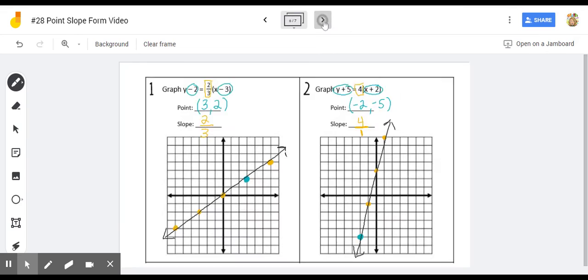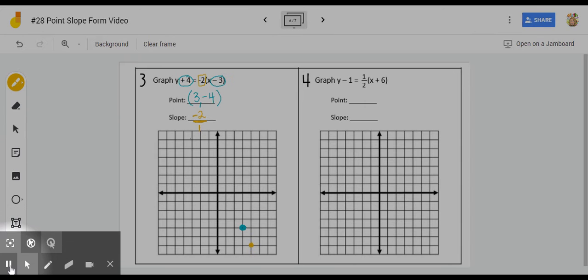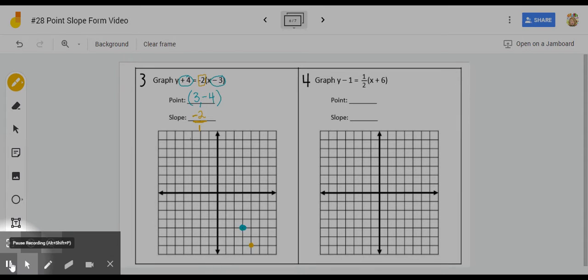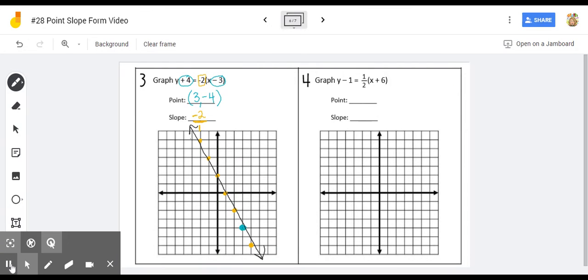All right, now let's try number 3 and number 4. So it looks like our point that we start with is +3 and -4, or the opposite signs, guys. And then our slope is down 2 over 1. So go to 3, -4 is our starting location, and we go down 2 over 1. Now we can repeat that slope, but reverse it. So go up 2 and go, and our line should look something like this.